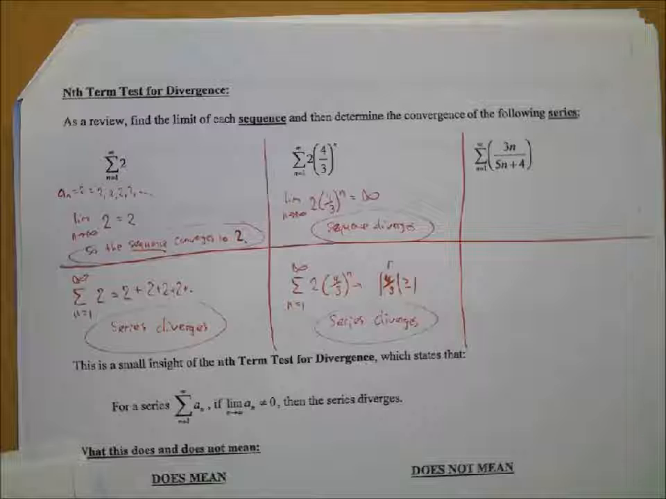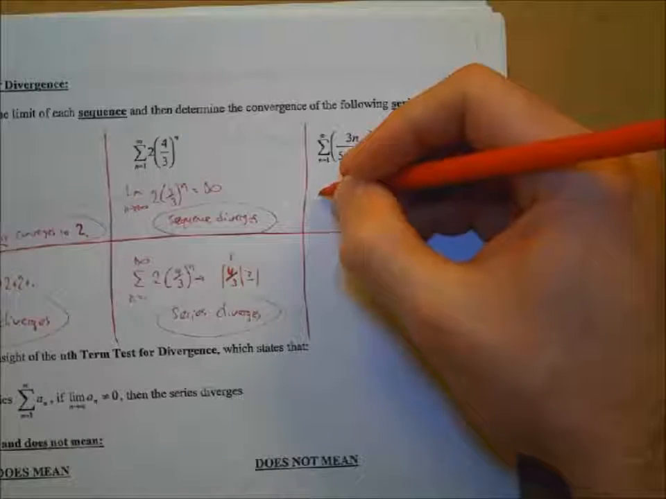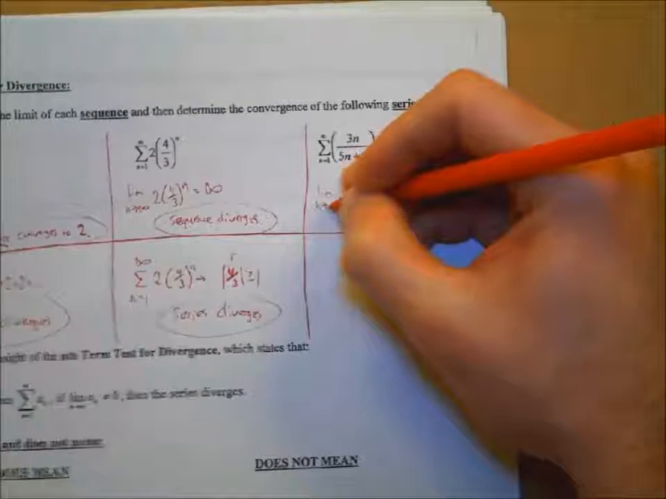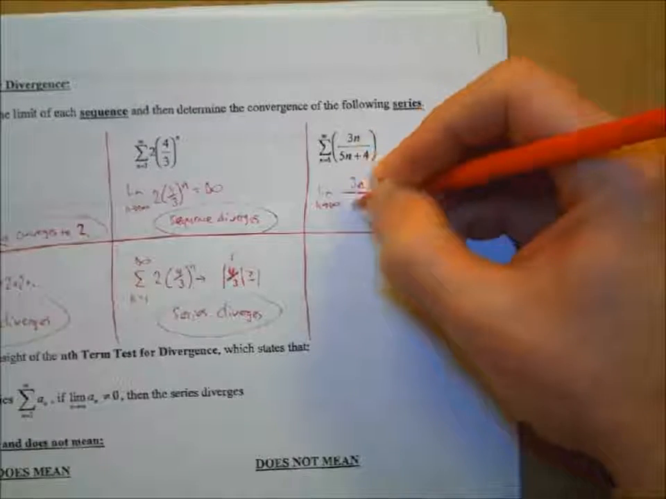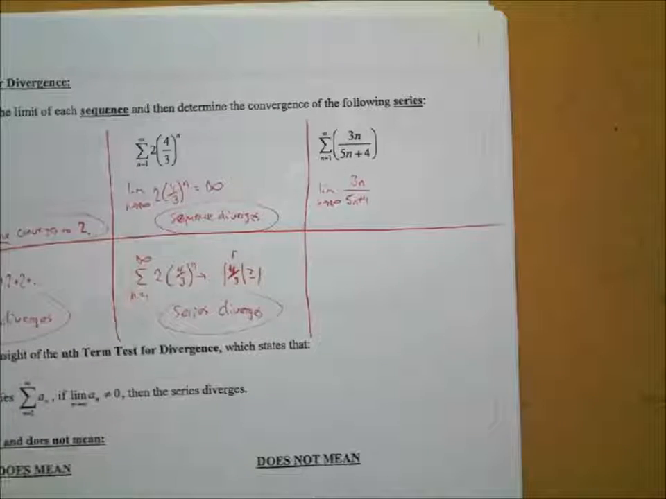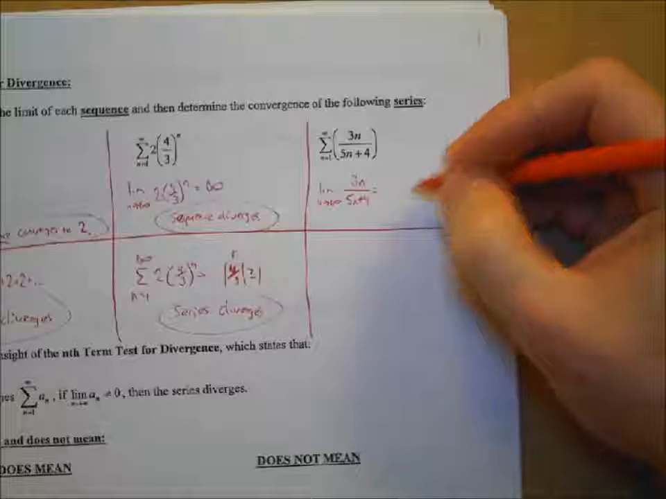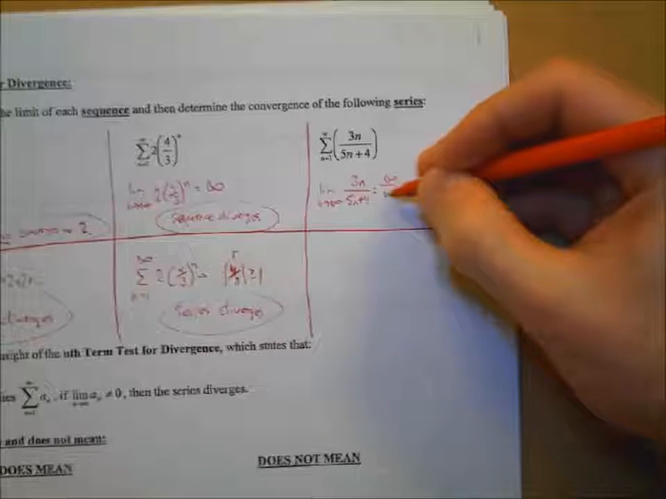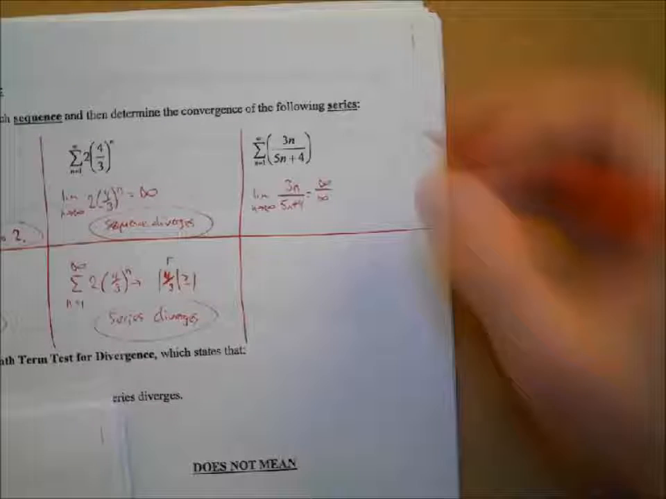All right, let's take a look at this last one then. We have a sequence here, so we're going to take the limit of the sequence. We'll take the limit as n approaches infinity of 3n over 5n plus 4. If we sub in the infinity, we're going to get infinity over infinity here, which is indeterminate. But we can apply L'Hopital.